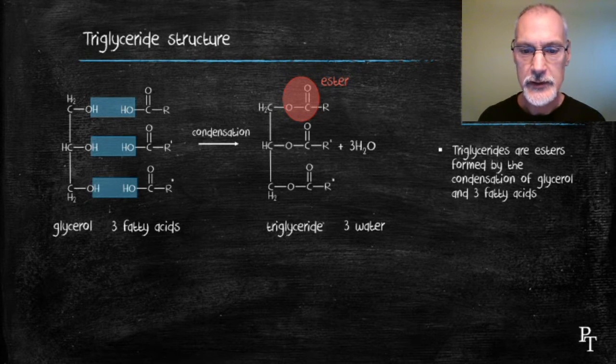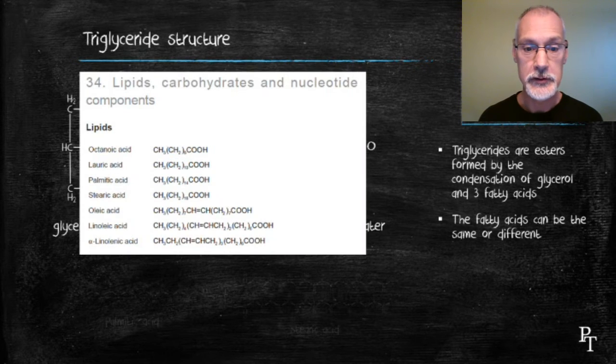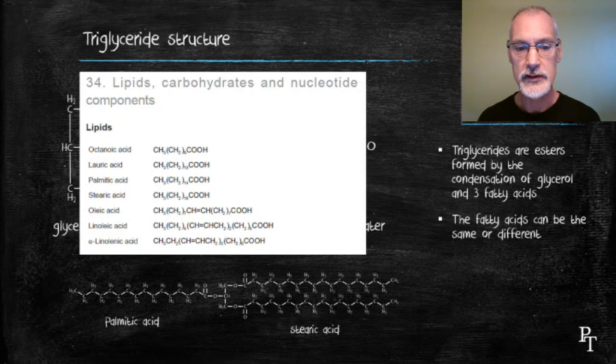Now the R groups that are attached can be the same or differ. Here from your IB data booklet is an example of several R groups, fatty acids. Some of these molecules are saturated, some of them unsaturated with multiple bonds. In the example I've provided here below, we can see the triglyceride that I've made consists of 3 saturated fatty acids. I can recognize that because I see only single bonds.